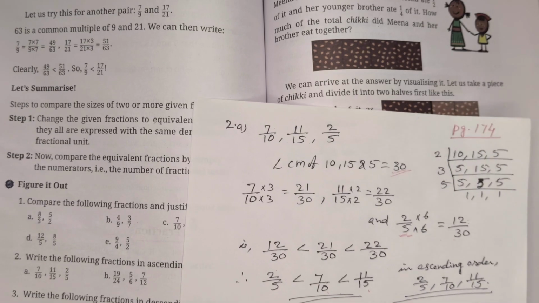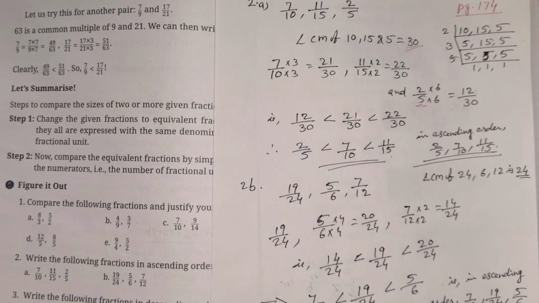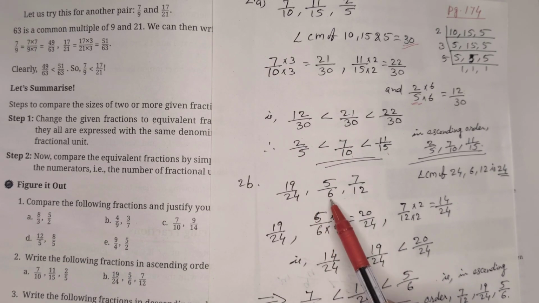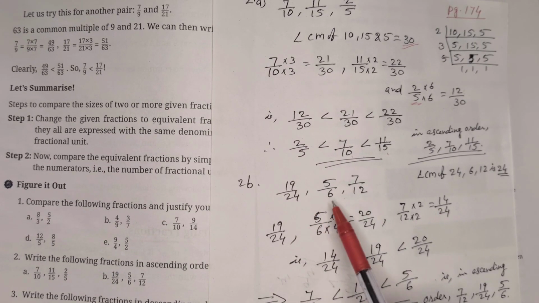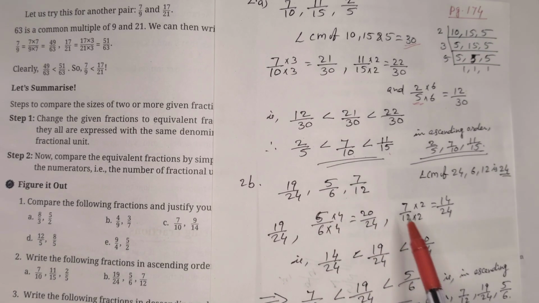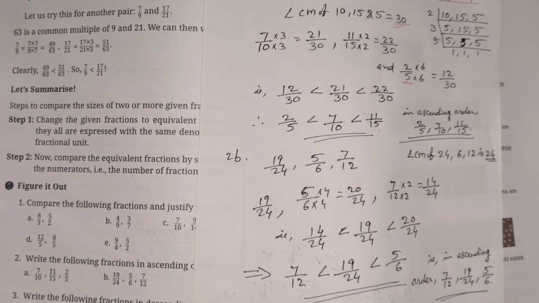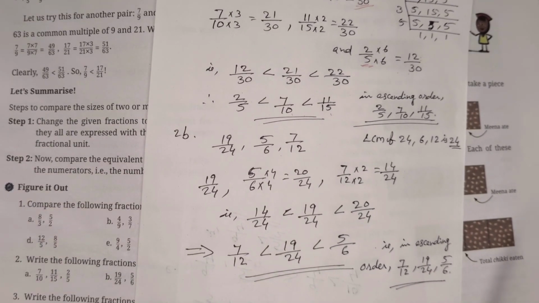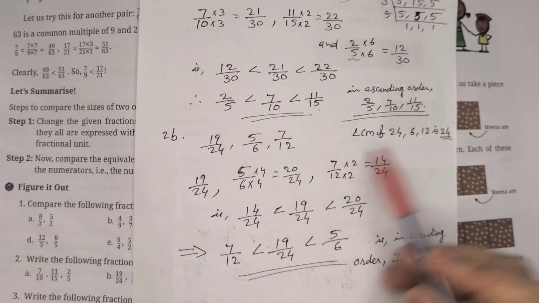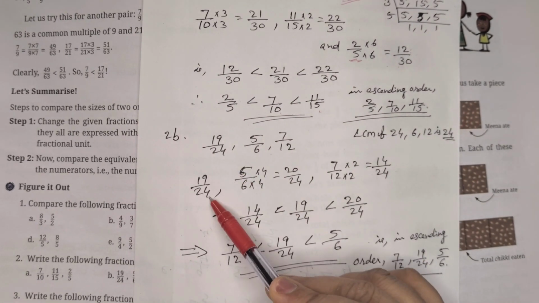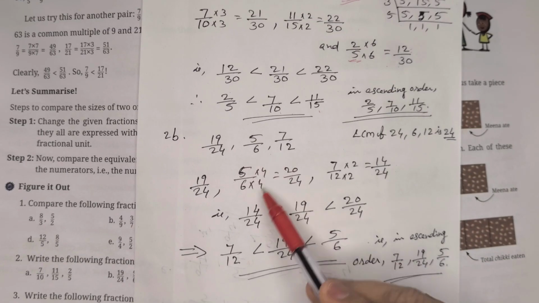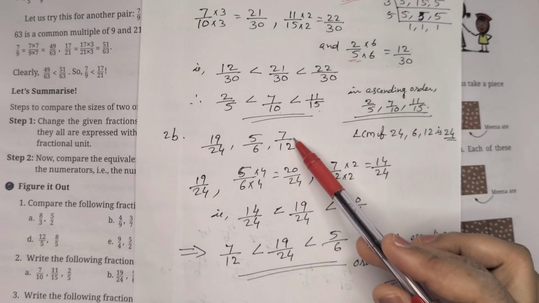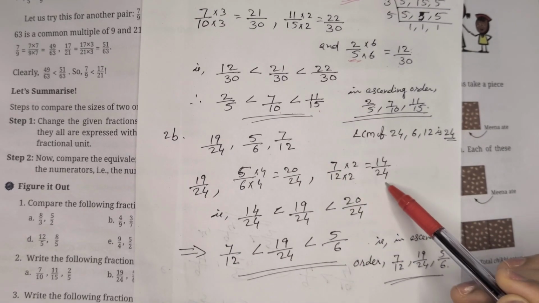Now the second set of fractions: 19 by 24, 5 by 6, 7 by 12. There also find the LCM. Here we know 24 is a multiple of 6 and also a multiple of 12, which means 24 will be the LCM. So we take 24 as the LCM and convert the given fractions. 19 by 24, already 24 is the denominator. Next, 5 by 6 multiplied by 4 will come 20 by 24. 7 by 12 multiplied by 2, 14 by 24.